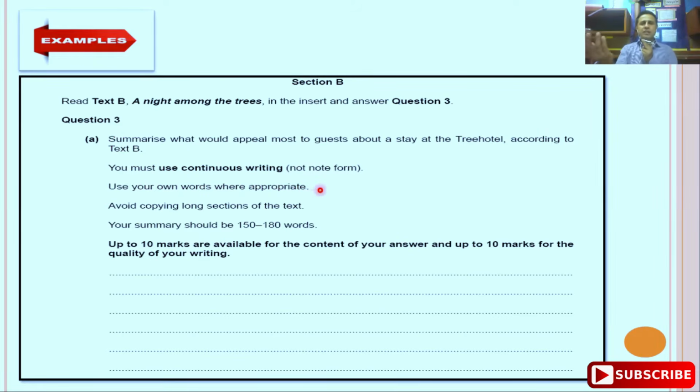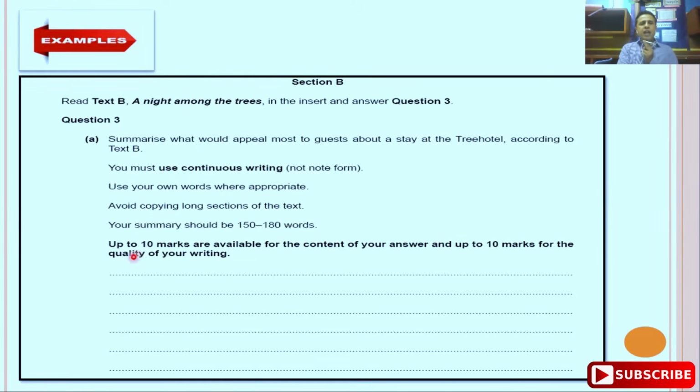You already know that summary writing is not in note form; it is one continuous passage or one continuous paragraph. Use your own words where appropriate, and avoid copying a long section of the text. You do not have to lift the lines from the passage exactly. You have to paraphrase the passage, the paragraphs, in your own words.